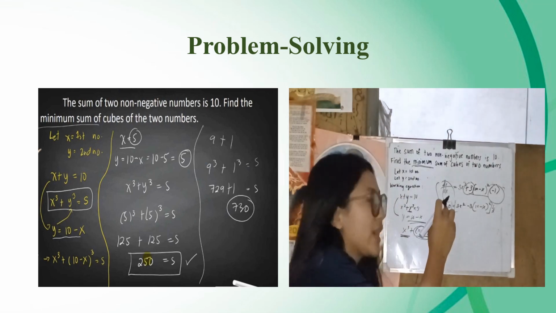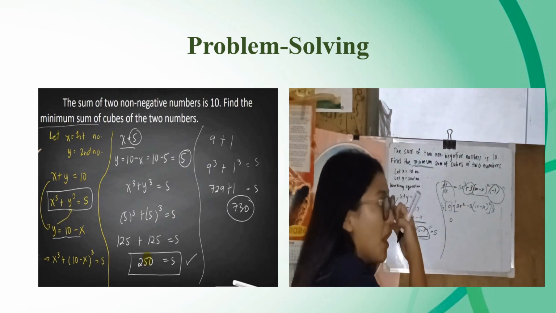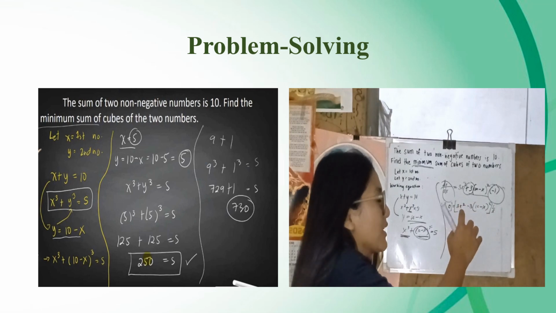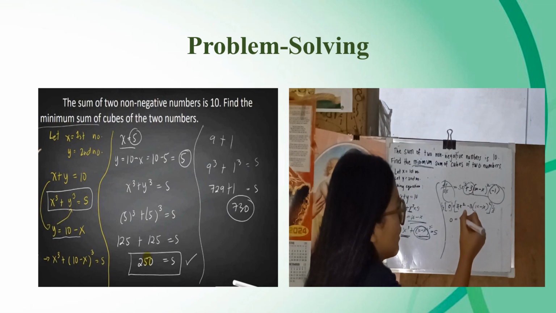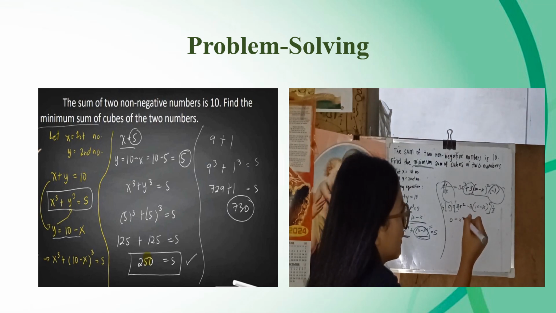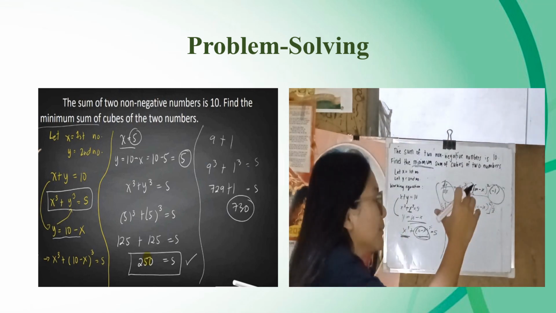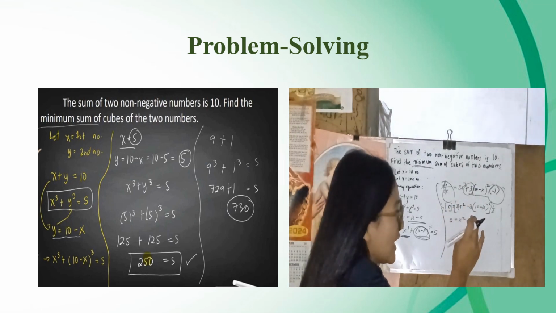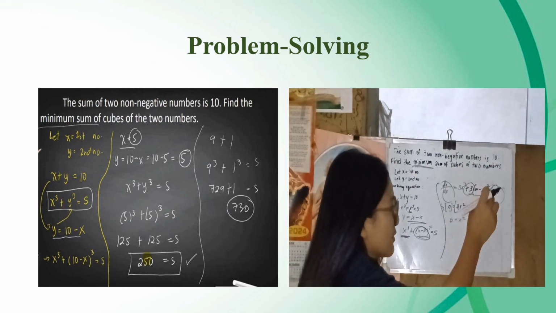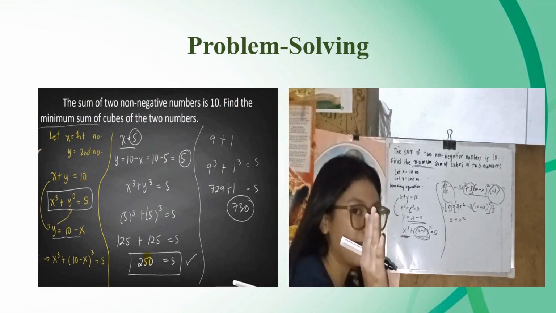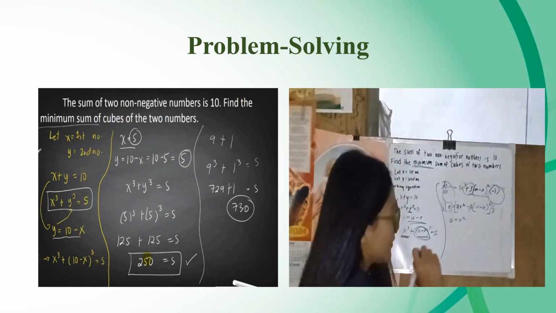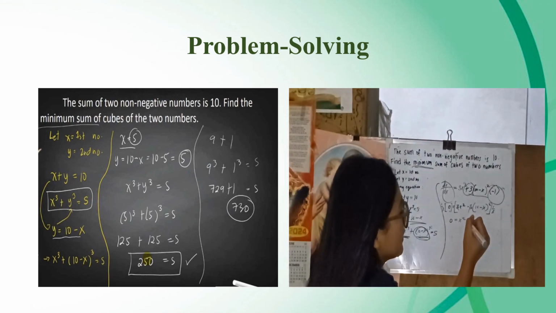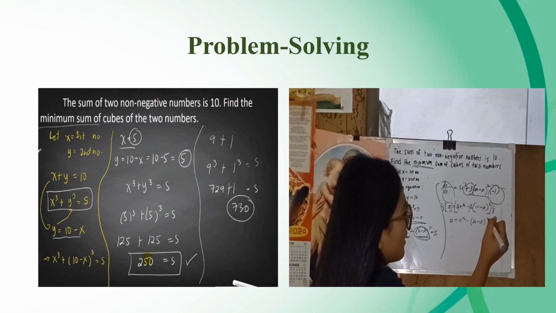So 1/3 times 0 is equal to 0. 1/3 times 3x squared, cancel the 3, equals x squared. Then 1/3 multiplied to negative 3, 10 minus x squared, cancel the 3, so it becomes negative 10 minus x squared.